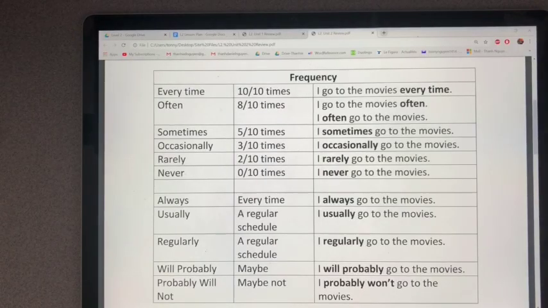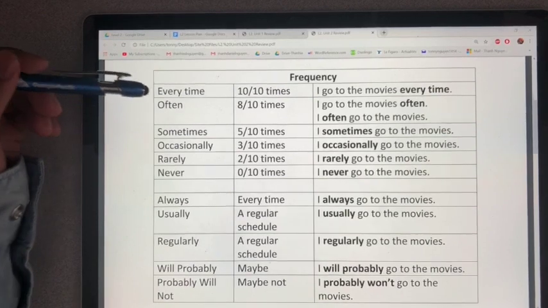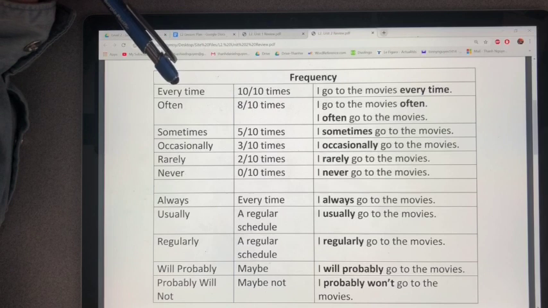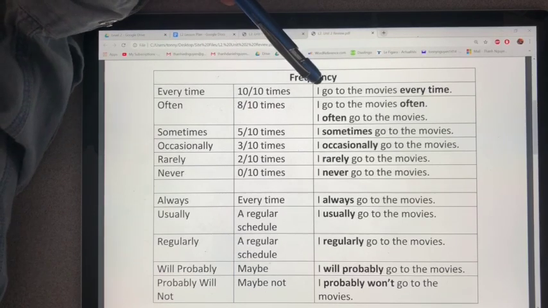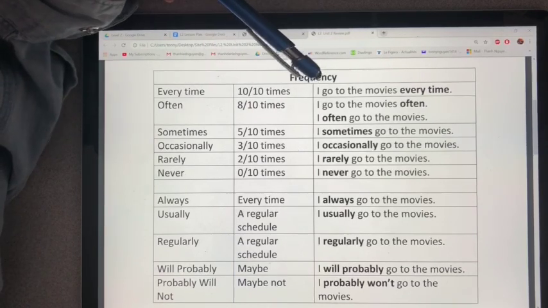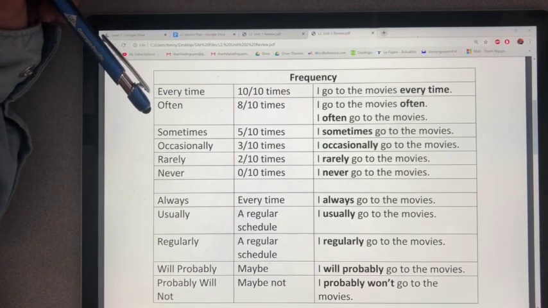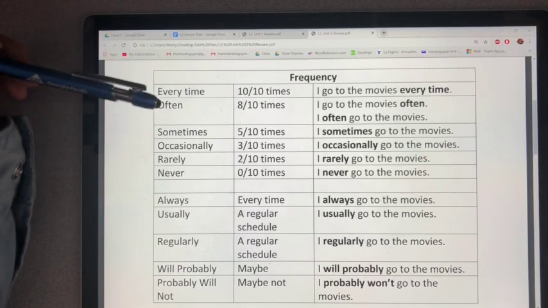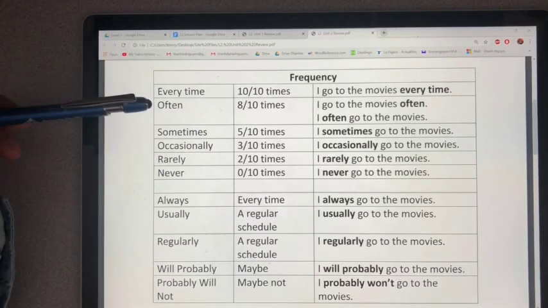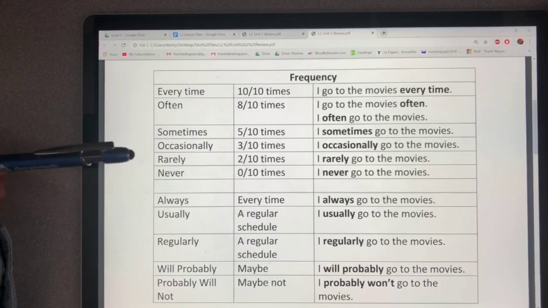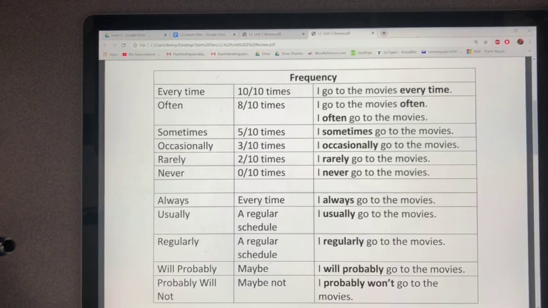Okay, let's look at frequency words. Frequency words tell you how often something happens. So let's start with the top. Every time. Every time is 10 out of 10 times. Every time is always. I go to the movies every time. Or I always go to the movies. Next up is often. Or usually. Often and usually mean a lot of the times. And then we have sometimes, occasionally, rarely, and never.